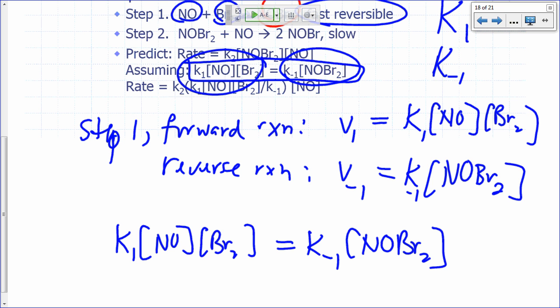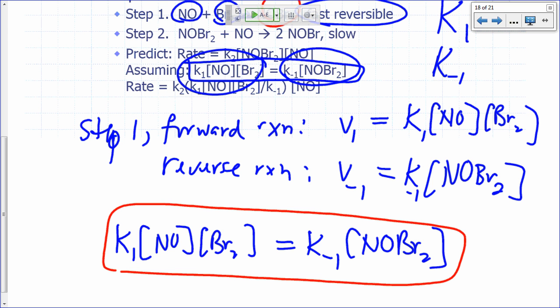Let's look at this. Well, if I did this, you'll notice that I can solve for NOBr2 in terms of NO and Br2, which are easily measured. Using this equation, I can get an expression for the concentration of my intermediate in terms of the concentration of my reactants NO and Br2. How do I solve for the concentration of NOBr2 here?